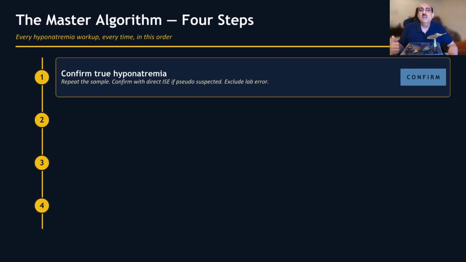This is the master algorithm. 4 steps, always in this order, every time. Step number 1, confirm that the hyponatremia is real and repeat the sample if necessary. If pseudohyponatremia is suspected, then run the direct ion selective electrode method, like a blood gas analyzer, and rule out lab error before proceeding.